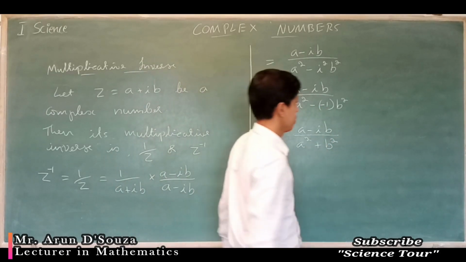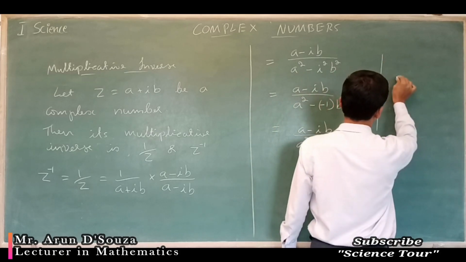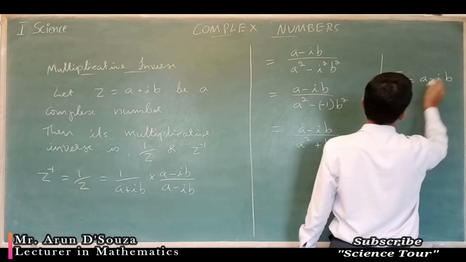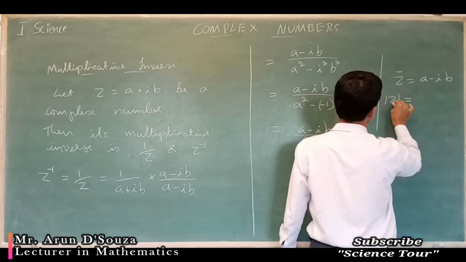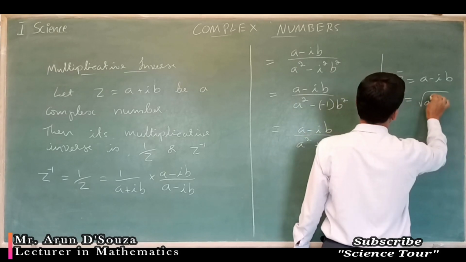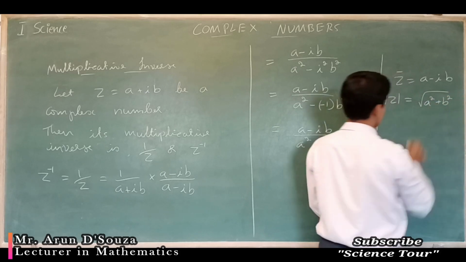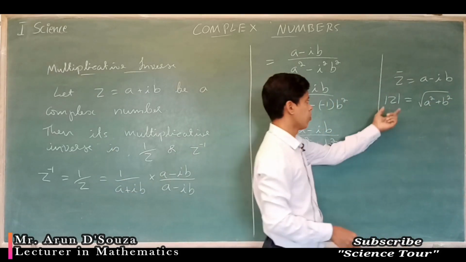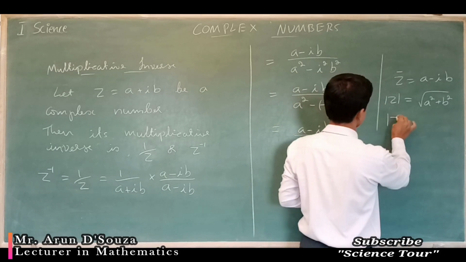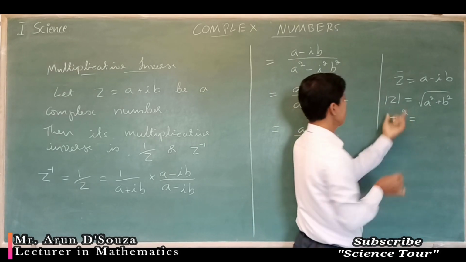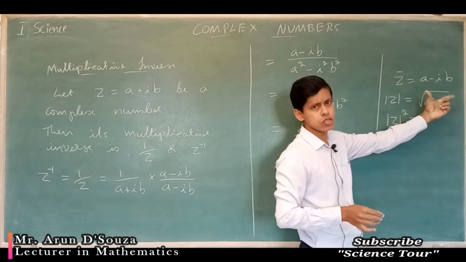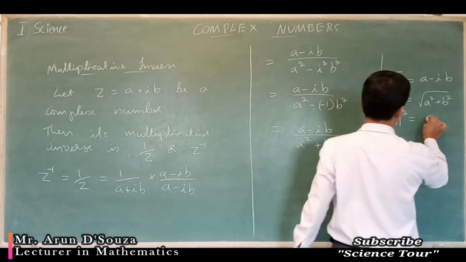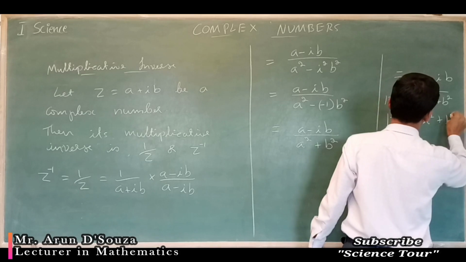Now you have two formulas. One is z bar, that is a minus ib, and what is mod z? Mod z is square root of a square plus b square. I told you at the beginning of today's class. Okay. Now what is the square of this? So if you square here, you must square here also. So the square root will get cancelled, correct? So you will get a square plus b square.